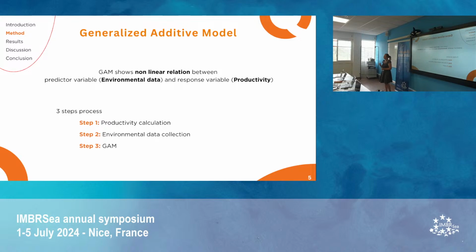In order to validate or not our hypothesis, we use a generalized additive model. This model allows us to see non-linear relations between the predictor variables, in our case environmental data, and a response variable, productivity. This process follows 3 steps. First, we calculate the productivity, then we collect the environmental data, and finally, we associate them into a generalized additive model.